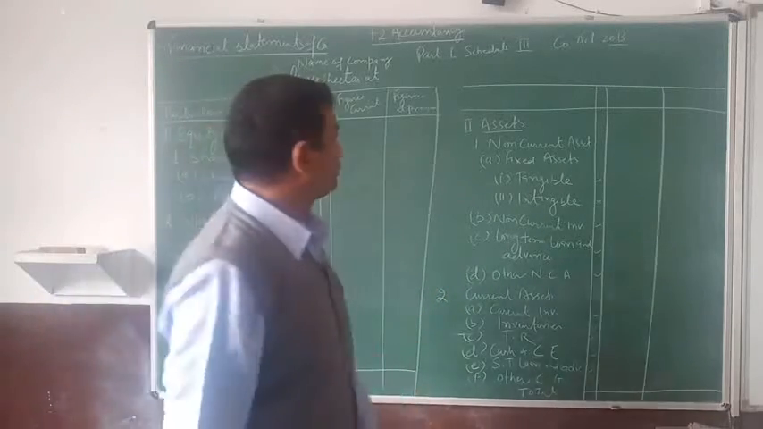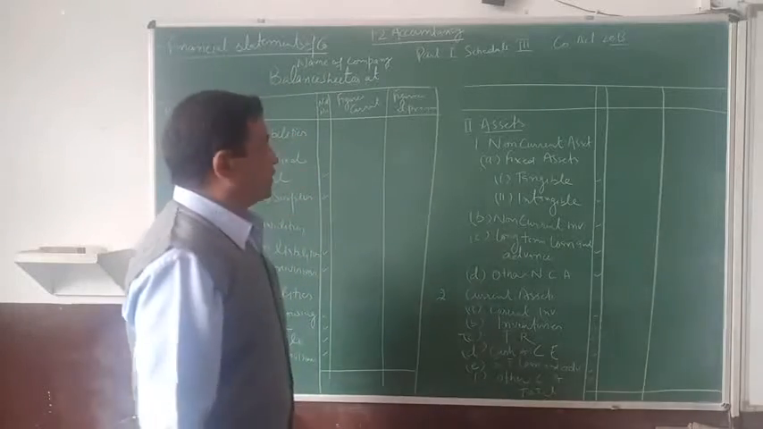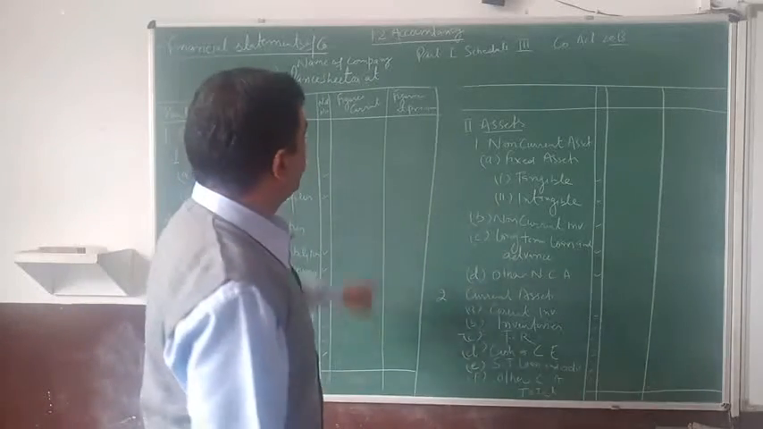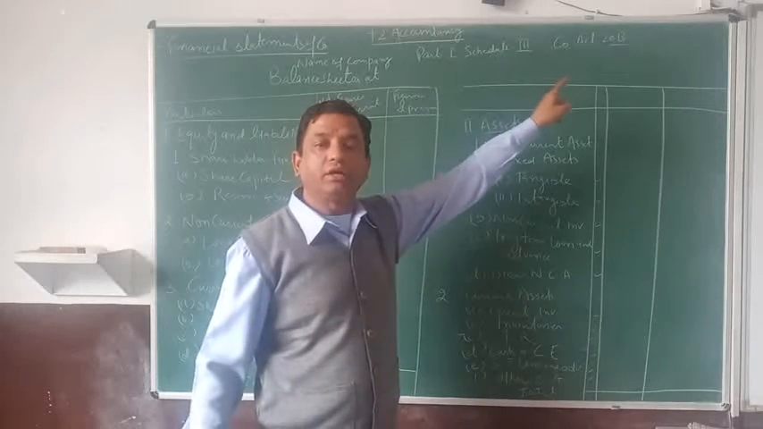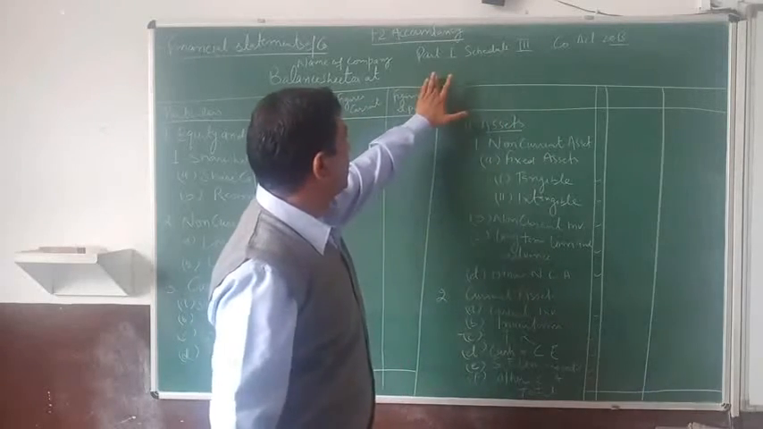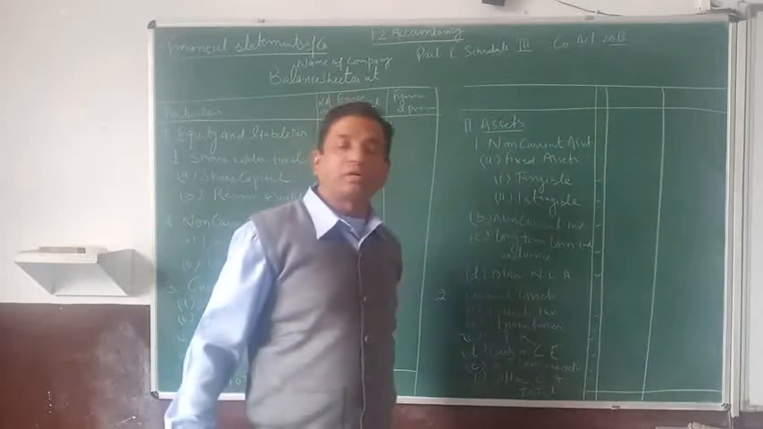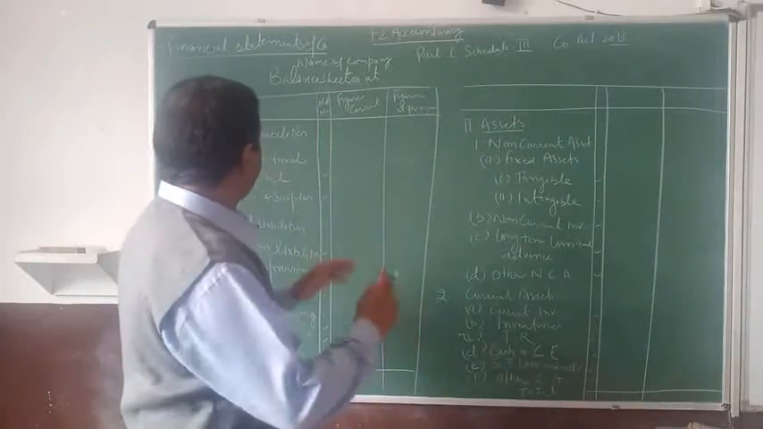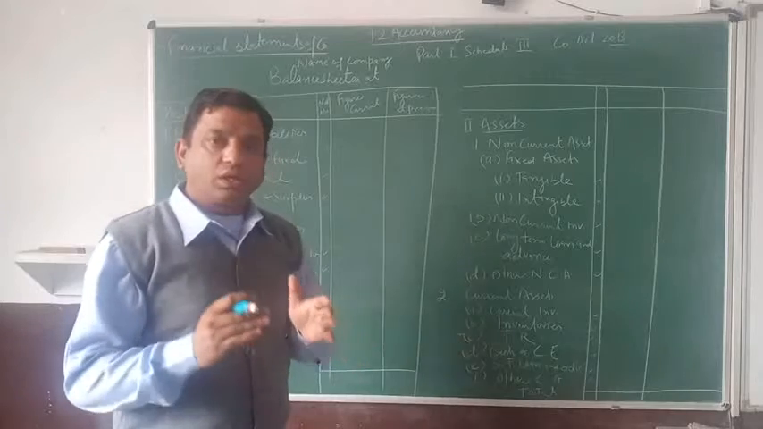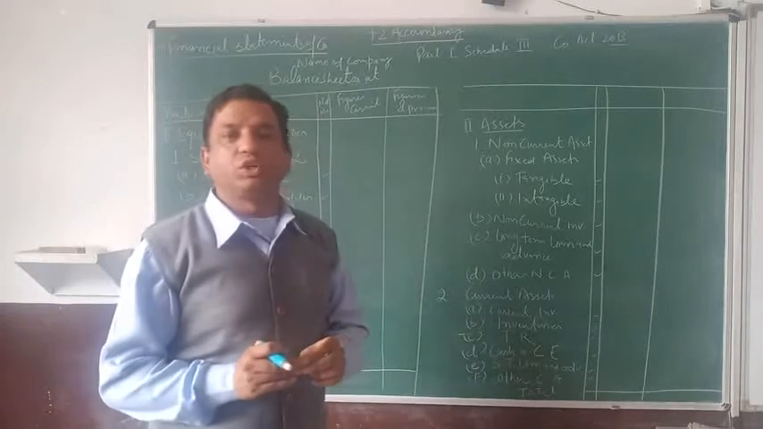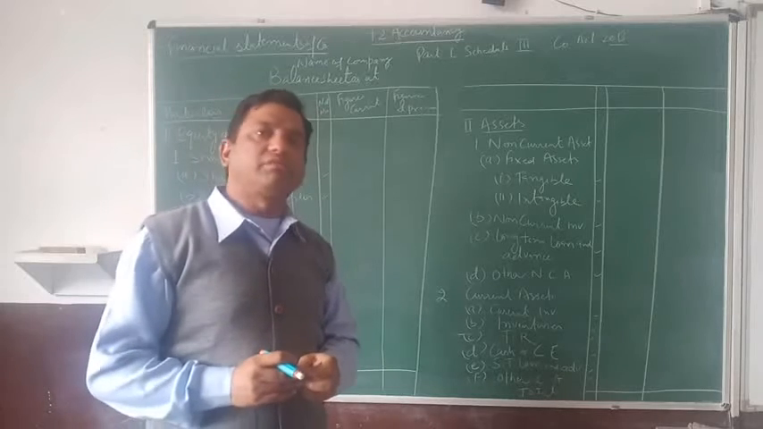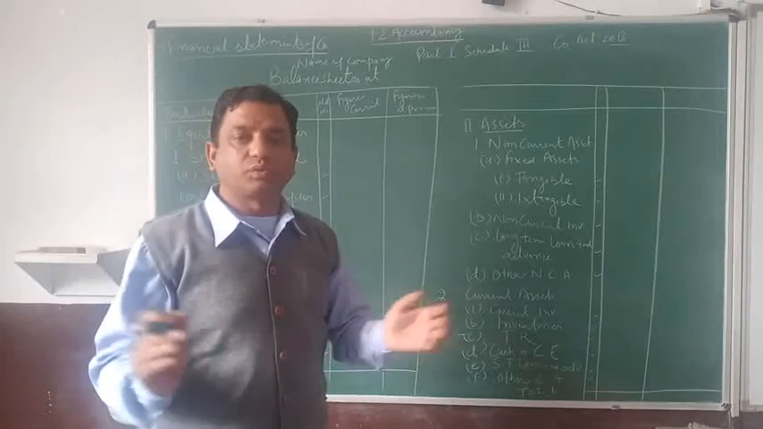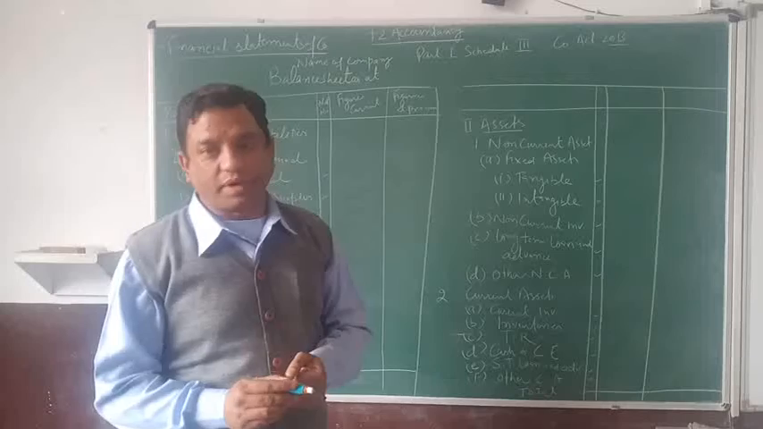So we will start with the balance sheet. The balance sheet is prepared following Part 1, Schedule 3 of the Companies Act 2013. And this year in plus 2 you will see that the balance sheet of a company is totally different from the balance sheet we went through in plus 1, which related to a sole proprietor.